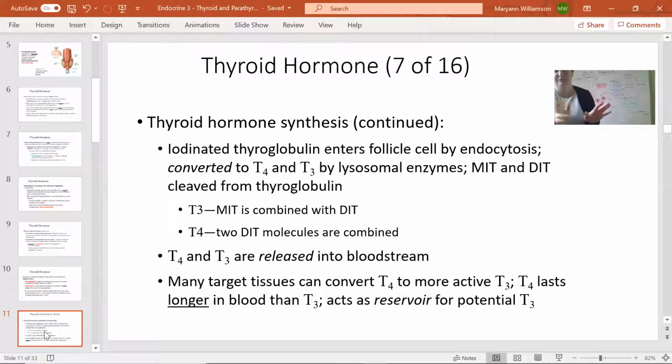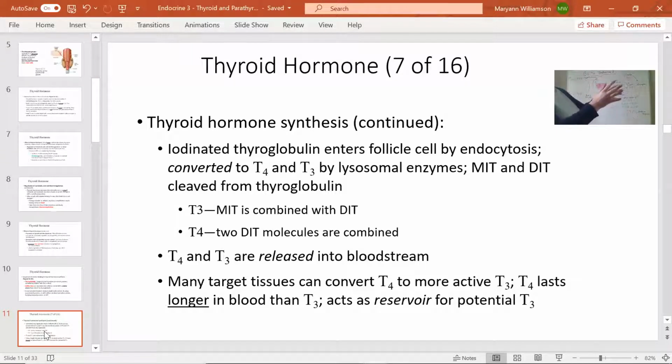Now they can combine a couple different ways. You could have thyroglobulin with 1 iodine, or thyroglobulin with 2 iodines. But we actually have a term for this. The term for 1 would be mono, so monoiodotyrosine, or diiodotyrosine. So mono, 1 iodine attached to it. Di-iodo would be 2 iodines attached to it.